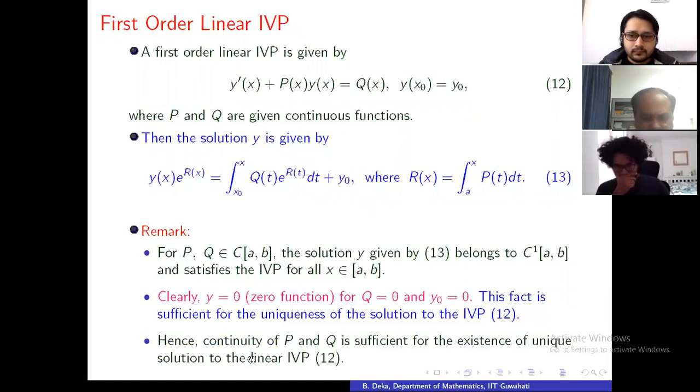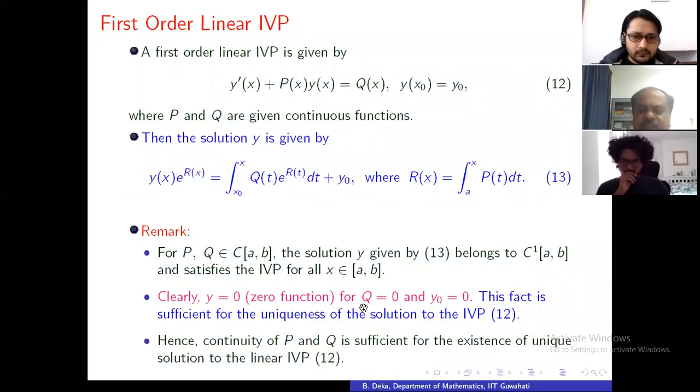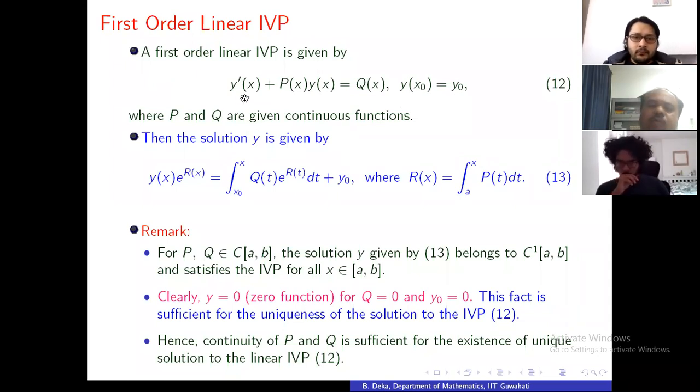Hence, continuity of p and q is sufficient for the existence of a unique solution. This observation tells you that if p and q are continuous, then this gives you a unique solution, and uniqueness follows from this fact: y equal to 0 if q is equal to 0 and y naught is equal to 0. Because if you assume that 12 has more than one solution, suppose y1 is a solution and y2 is a solution. So y1 being a solution means y1'(x) plus p(x) y1(x) equal to q(x), and y1 at x naught equals y naught. Similarly, y2 will satisfy a similar set of conditions. So you subtract.